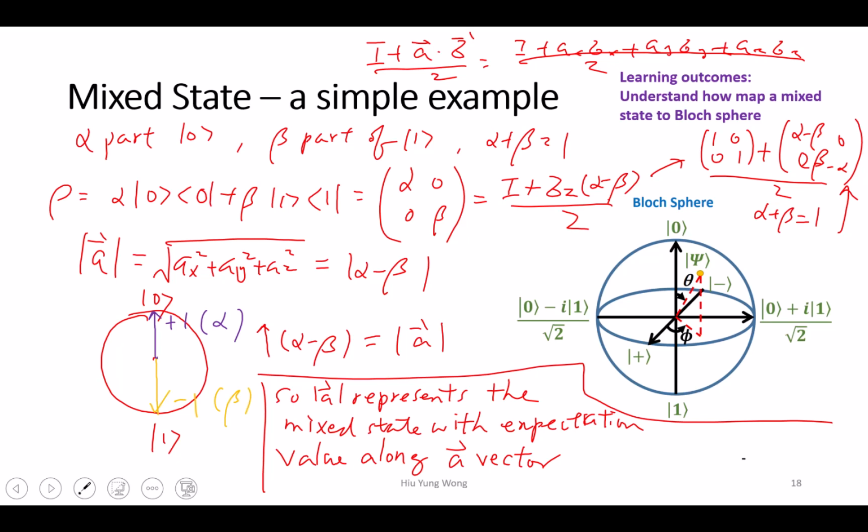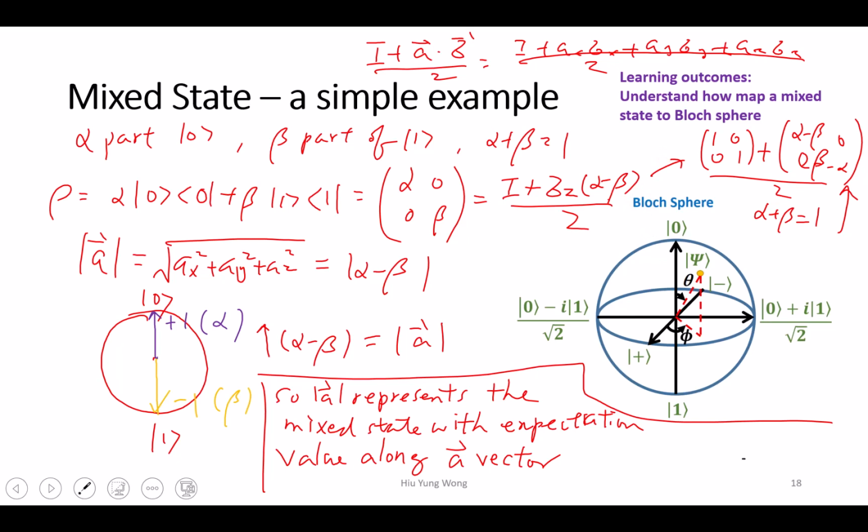Sorry, where did the alpha minus beta magnitude come from again? Alpha minus beta here? Yeah, where it's equal to the length, where did that come from? This one? Yeah. Because in general, it is I plus A dot sigma divided by 2, right? And the length of A is just AX squared plus AY squared plus AZ squared, take square root. But here, we clearly see that our AX, AY equal 0 because we don't have AX, AY, right? So this is just equal to alpha minus beta, because alpha minus beta is AZ by definition. Okay?